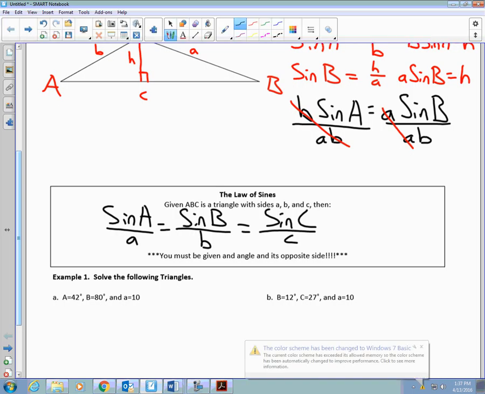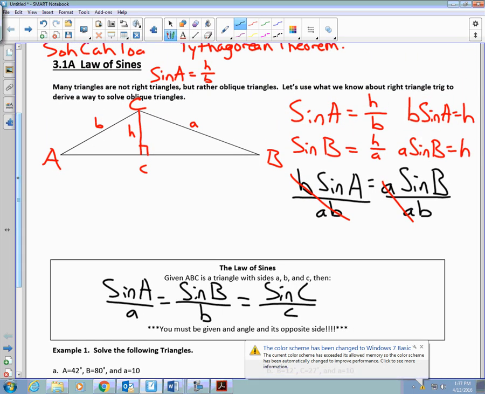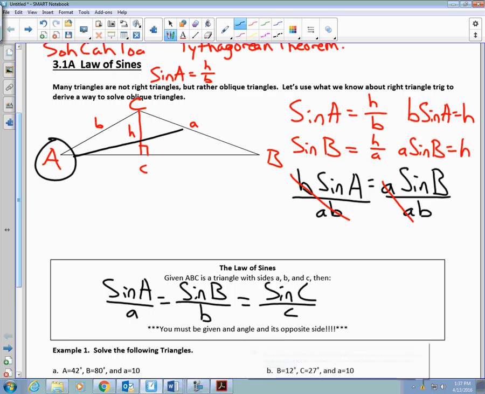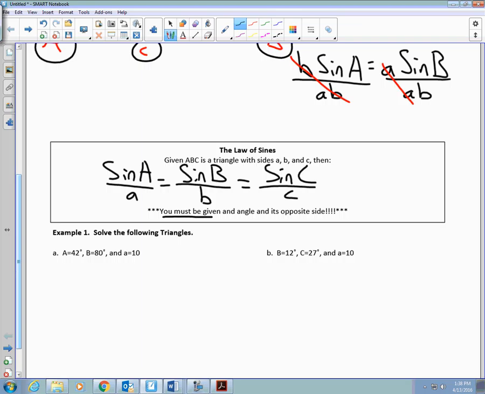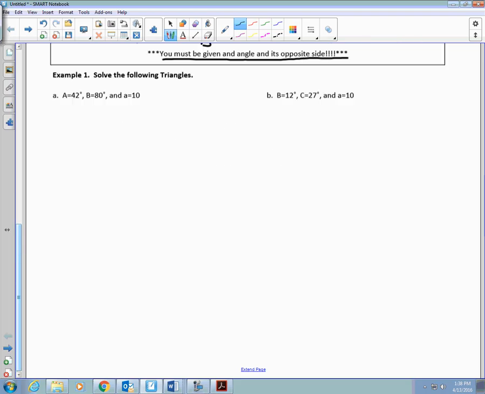But as you look at it, there's something important that you have to understand. Sine of angle A divided by side A. Sine of angle B divided by side B. Sine of angle C divided by side C. So really what you have is you must be given an angle and its opposite side. So the law of sines works for a lot of triangles, but only for triangles if you're given an angle and its opposite side. So let's try solving a couple triangles here.